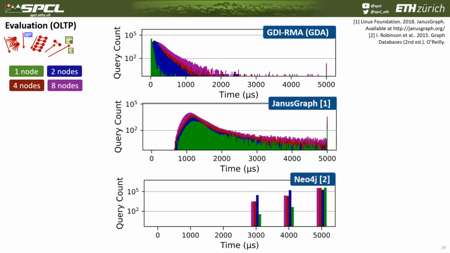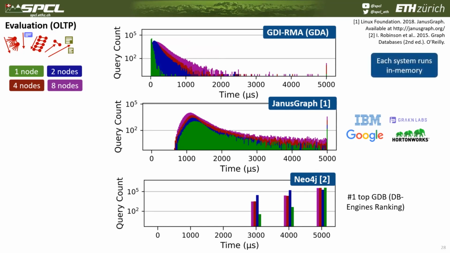And we now compare this to two other graph databases, namely JanusGraph, which is an actively developed graph database built by, among others, IBM, Google, and some others, and also Neo4j, which is really the number one most popular graph database used according to the DB-Engines ranking. And of course, each system runs fully in memory.